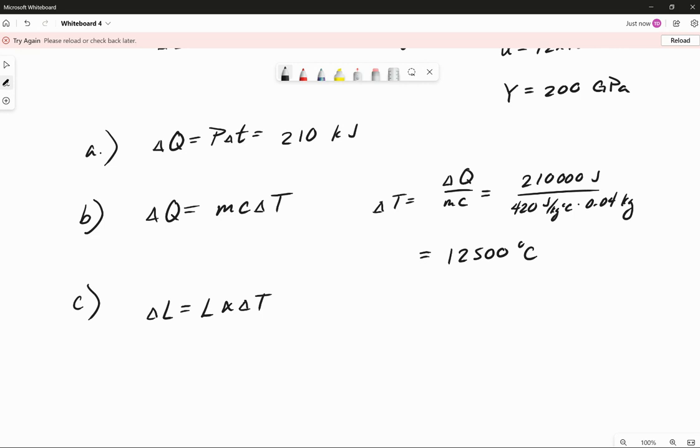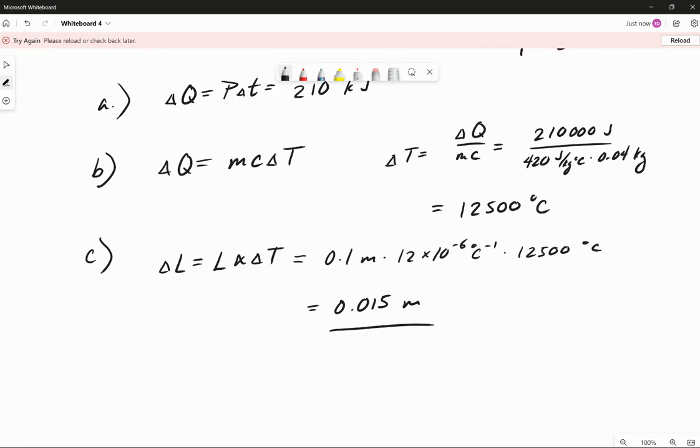And so let's see, make sure we got everything right. Yeah, so if we calculate this, we'll have 0.1 meters times 12 times 10 to the negative sixth per degree Celsius inverse times 12,500 degrees Celsius. So this gives us a total length change of about 0.015 meters, or 1.5 centimeters.